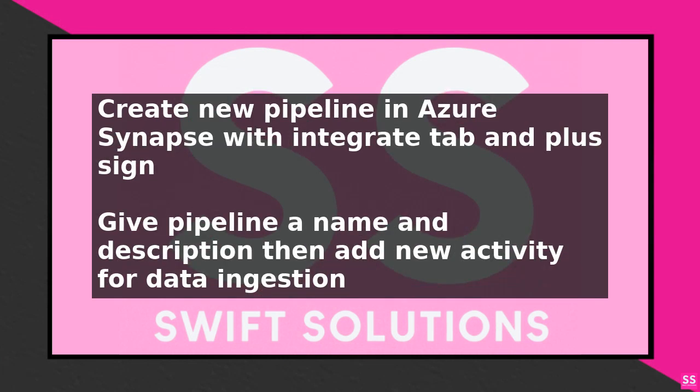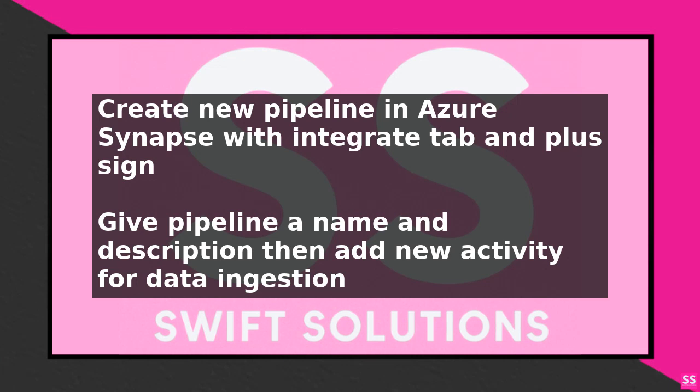Next, create a new pipeline in Azure Synapse. A pipeline is a series of activities that are used to ingest data from various sources. To create a pipeline, navigate to the Integrate tab in Azure Synapse and click on the plus sign to create a new pipeline. Give your pipeline a name and description and then add a new activity.